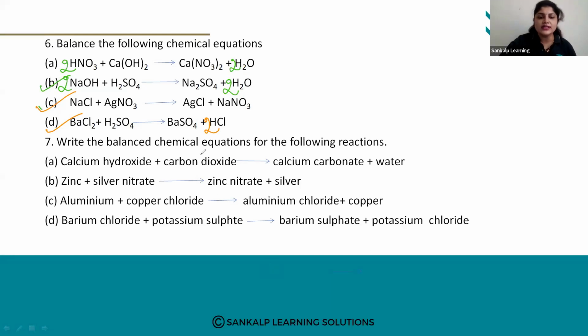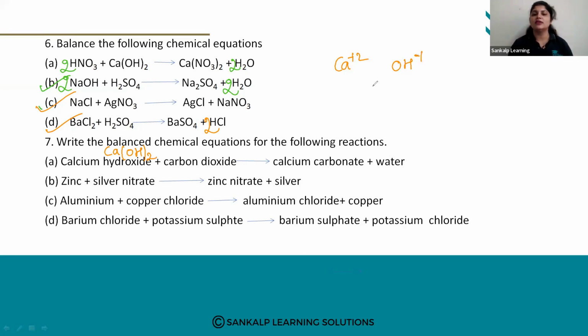Okay, write the balanced chemical equations for the following reaction. Now we have to write the equation. They have given the statement in the form of a statement. We need to write the equations. Okay. So calcium hydroxide. How do we write calcium hydroxide? Calcium hydroxide is Ca(OH)2. Okay. Calcium hydroxide. Now calcium is what? Ca plus 2. Hydroxide is OH minus. Now whenever you have minus, it means minus 1.